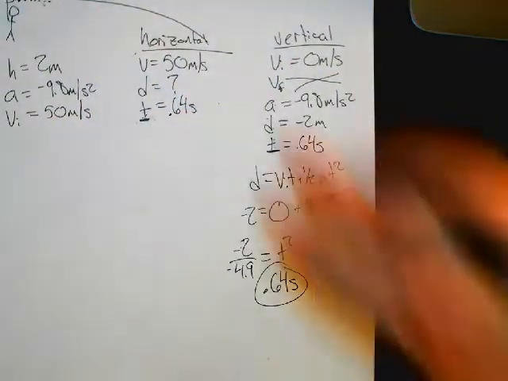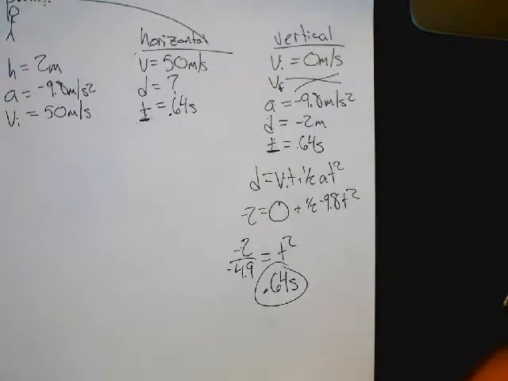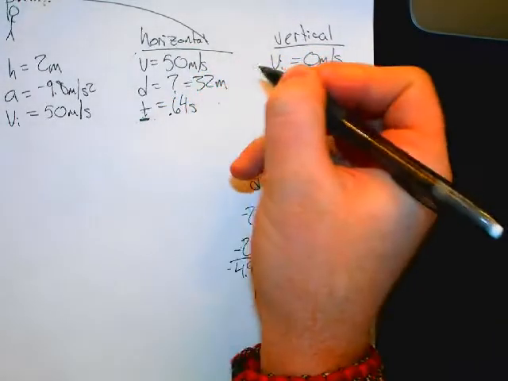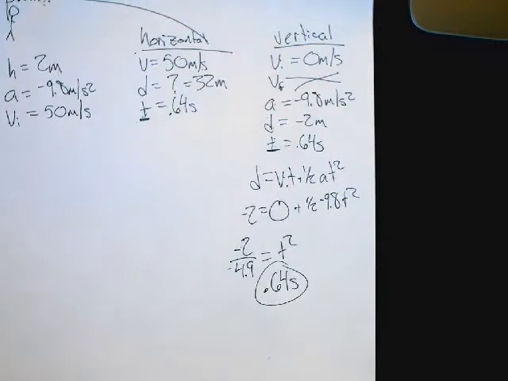Okay, and now solving for the horizontal displacement is pretty easy. 50 times 0.64, and we're going to get something like 33. Somebody want to find that exact value for us? 32. All right, 32. Anybody agree? Agree? Agree? All right, excellent.